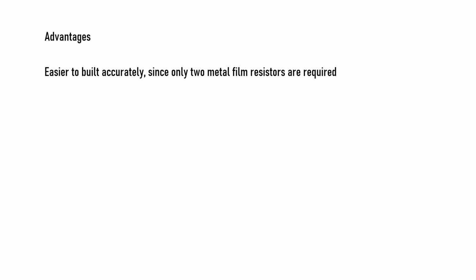Now what are the advantages of this circuit? It is easier to build accurately since only two metal film resistor values are required, and the number of bits can be expanded by adding more of R and 2R values. Compared to the binary weighted resistor DAC, the R2R DAC is easier because any number of R2R sections can be extended. So thank you for watching this video.